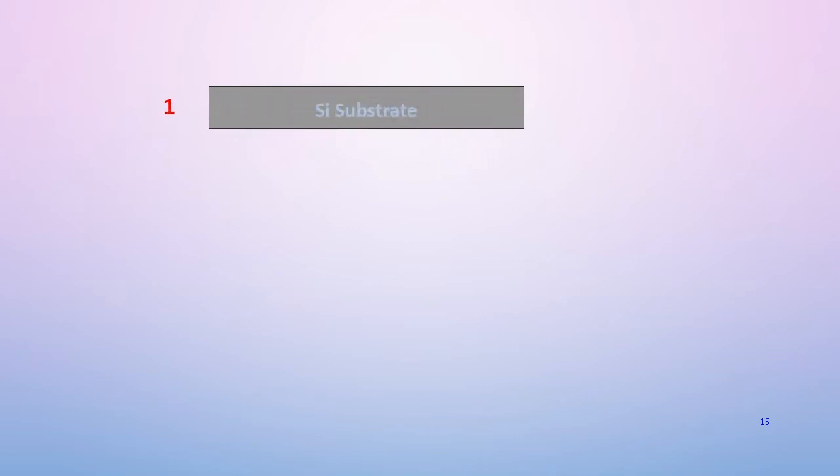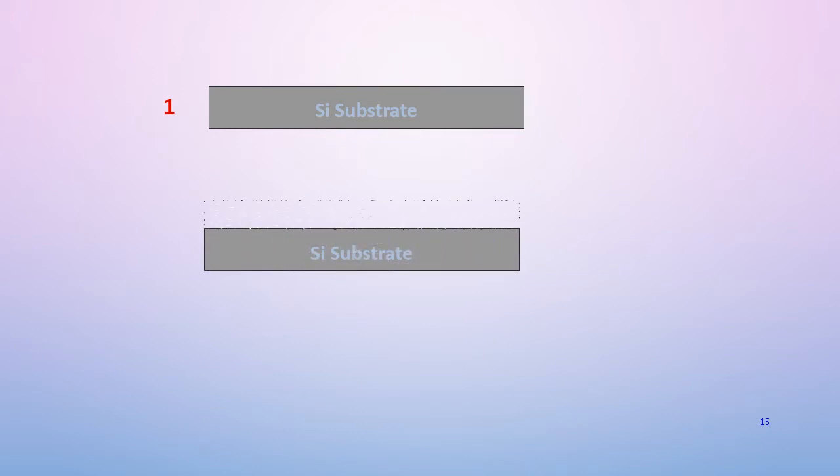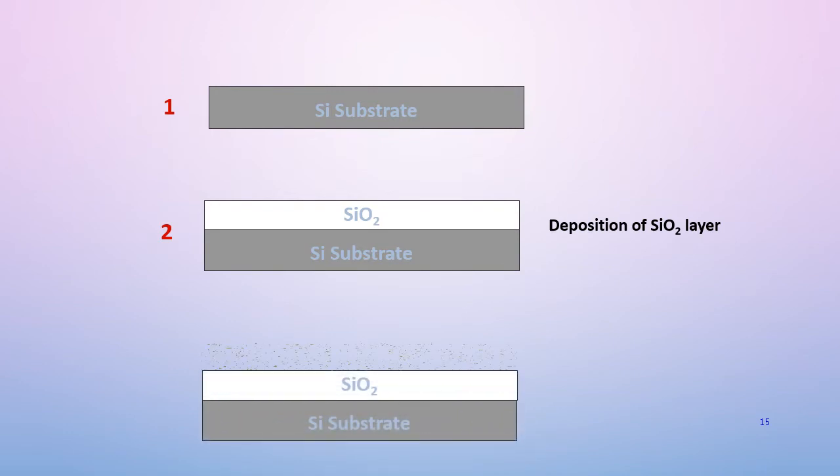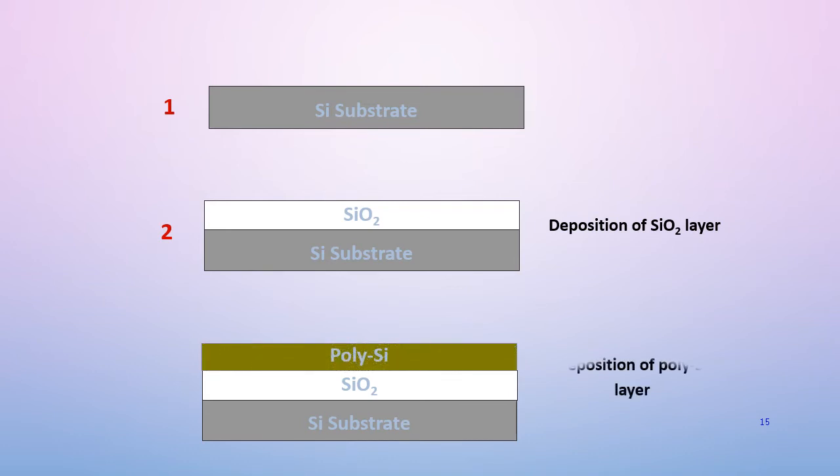Let's see the first one. So we have the silicon substrate, and then the next process that you have to do is to put the silicon oxide on the surface. So once the silicon oxide layer is deposited on the Si substrate, next process will be deposit the silicon layer on top of the silicon oxide layer.